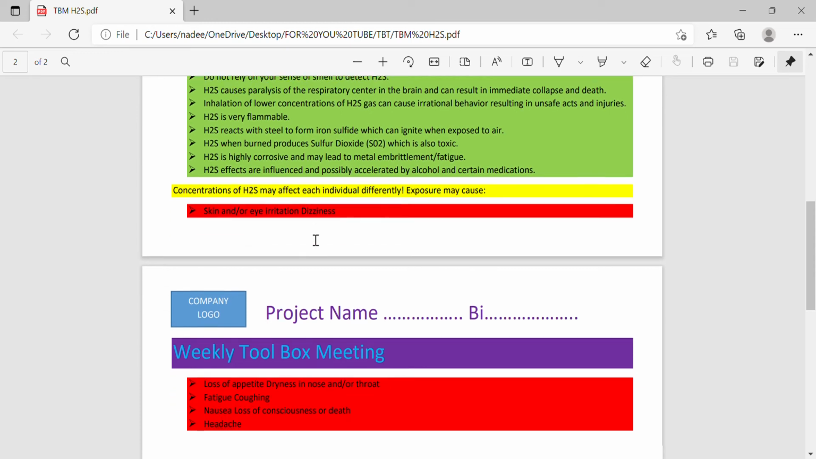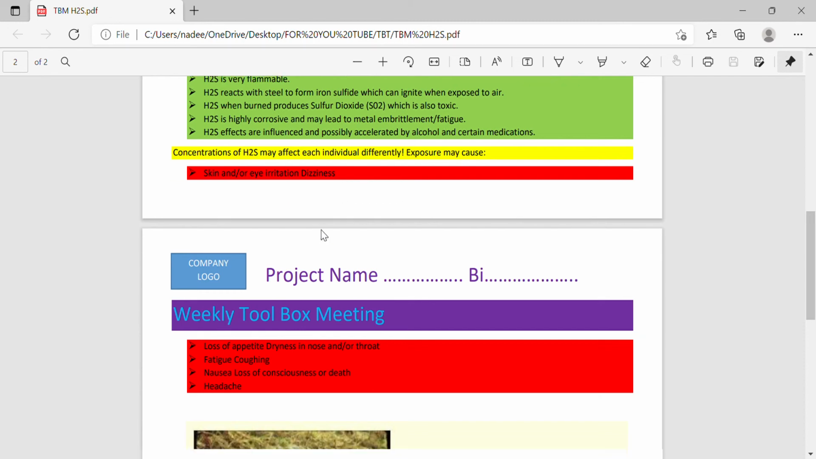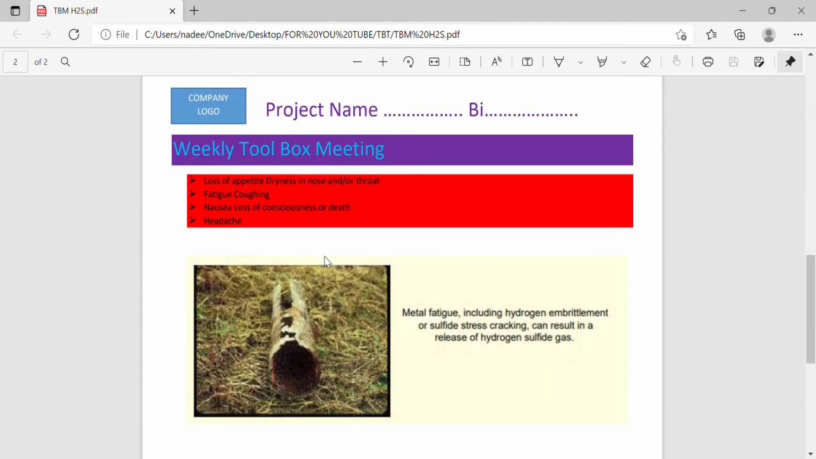Okay, H2S is highly corrosive and may lead to metal fatigue. Okay, so you can see here, then concentrations of H2S may affect each individual. Definitely exposure may cause skin or eye irritation, dizziness, loss of appetite, dryness in the nose or throat. Okay, fatigue, cough, nausea, and maybe vomiting and headache.